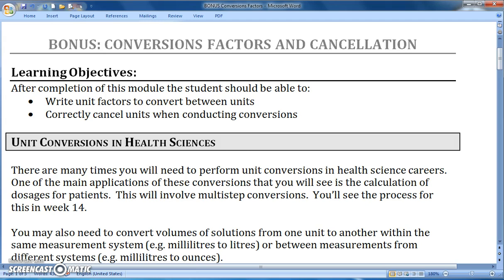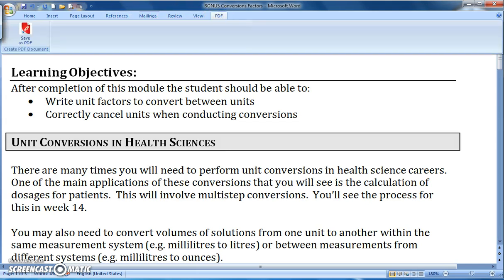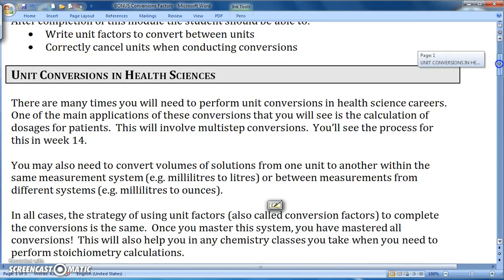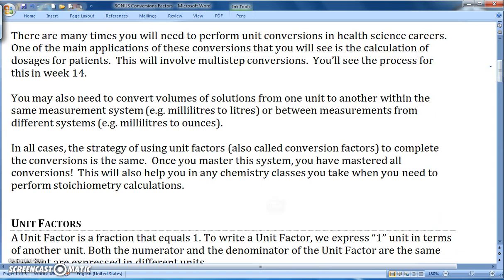In the second half of chemistry and math, you'll be required to perform many different conversions. The reason why we practice these conversions is because in the health science field, we often have to do dosage calculations for patients. This is a multi-step conversion, and the process can be intimidating to begin with. We begin by learning how to do one-step conversions using the unit factor method. And once you've mastered this system, you'll be able to apply it for multi-step and more complicated conversions.